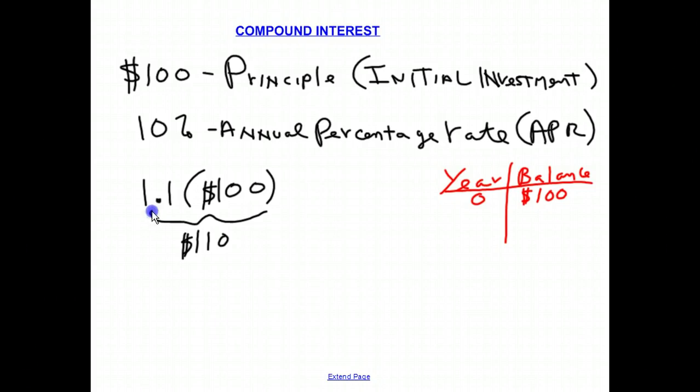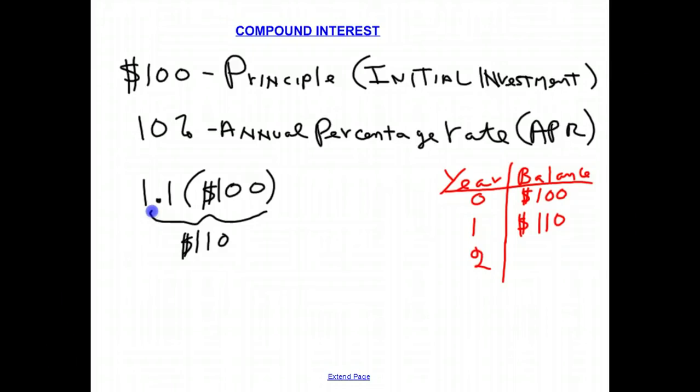So let's put that down over here. Think about it again. 10% of $100 is $10, and 100 plus $10 is 110. We're just doing a little shortcut by multiplying it by 1.1. So we have $110. Now, let's do this again. Now, we want to find out how much money we have in our second year.